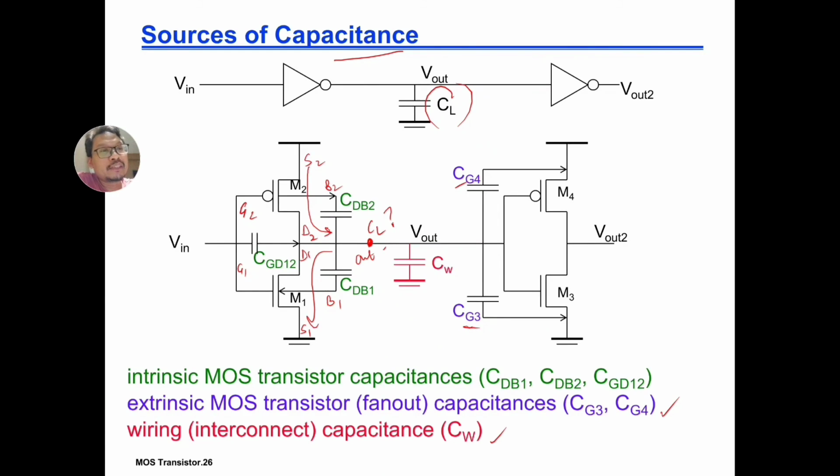Then you also have CW, the capacitance of the wire itself. The wire also contributes a capacitance value. The longer the wire, the higher the capacitance. If you add all of these together, we get CL.